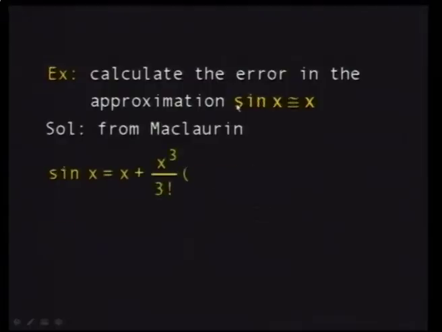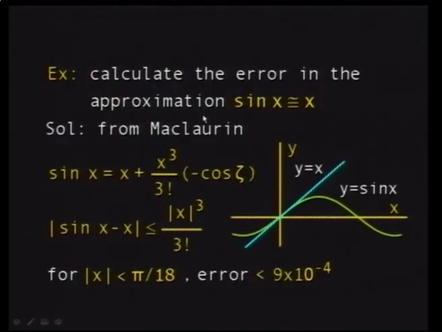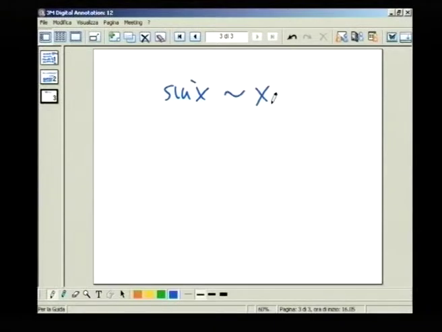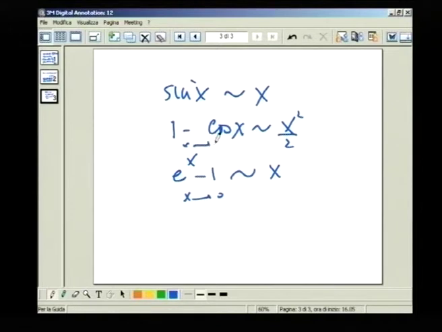For example, here, sine x. We know very well that for small values of x, you can approximate sine x by x. You can also, for example, approximate 1 minus cosine x to be approximately equal to x squared over 2, or e to the x minus 1 to be almost equal to x in the neighborhood of the origin. All these approximations, sine x almost equal to x, etc. It's not exactly equal to x.